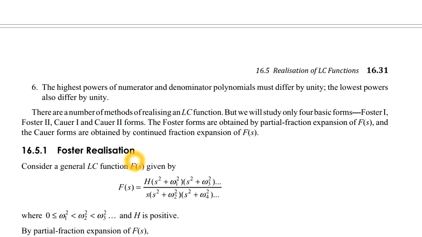Then the sixth one says that the highest powers of the numerator and denominator polynomials must differ by unity. And there is one more point in the same: the lowest powers also differ by unity. Both the highest powers as well as the lowest powers of the numerator and denominator differ by unity only, that means by 1 only. Otherwise it is not an LC function. Okay, so let us see an example.